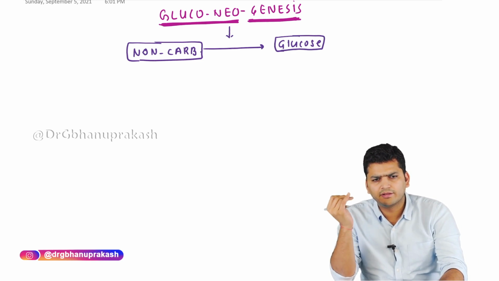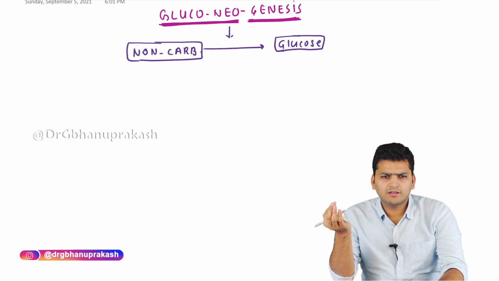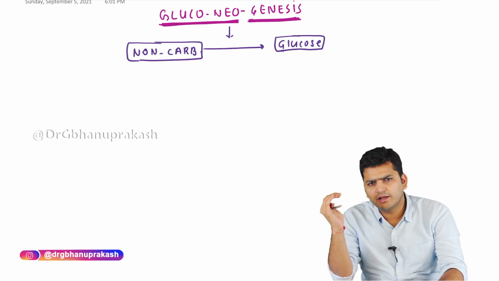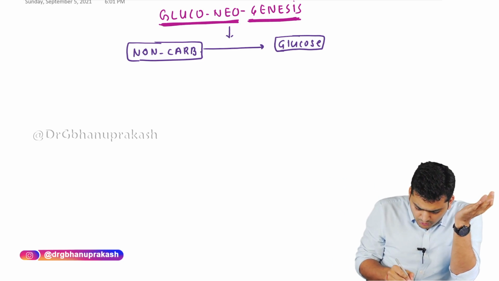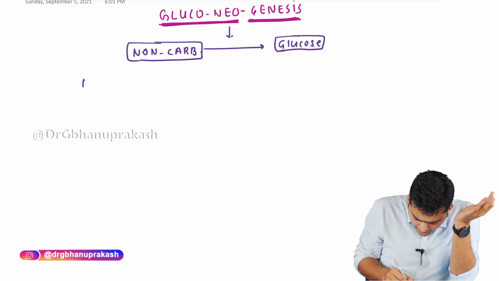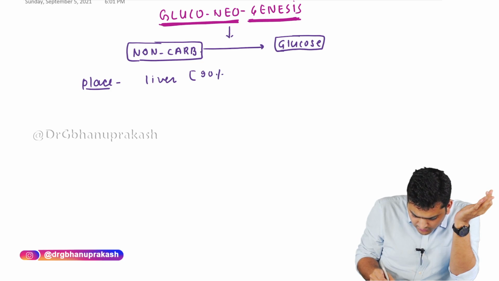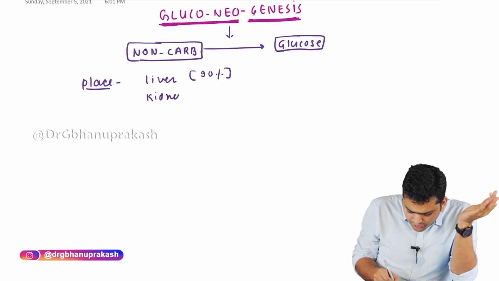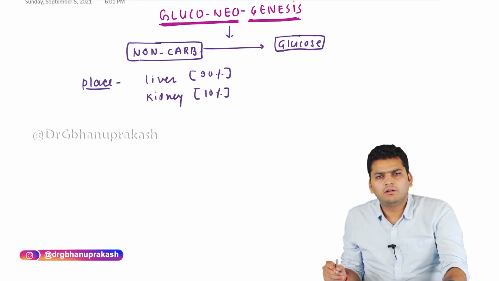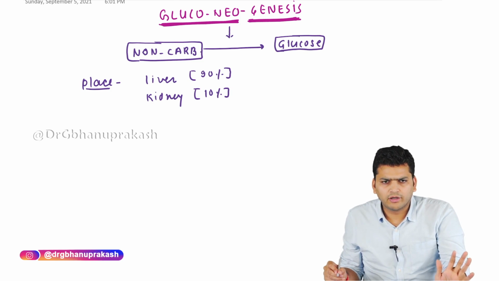For example, fatty acid and amino acid are non-carbohydrate things and we are converting them into glucose, so that is called gluconeogenesis. This process occurs mainly in the liver. 90% of the total gluconeogenesis occurs in the liver. Somewhat can occur in the kidney also, around 10%, but mostly it occurs in the liver.